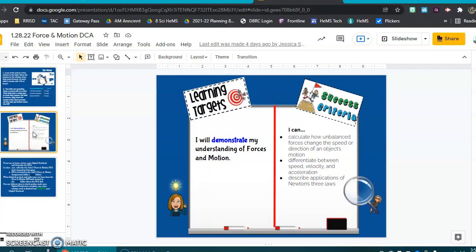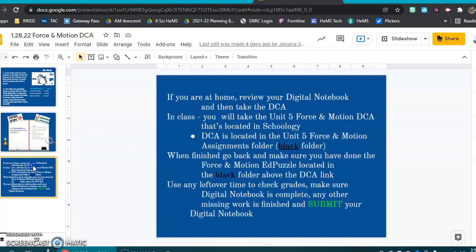All right, so let's take our learning targets. I will demonstrate my understanding of forces in motion. I can calculate how unbalanced forces change the speed or direction of an object's motion. I can differentiate between speed, velocity, and acceleration, and I can describe applications of Newton's three laws. Easy peasy for y'all. If you are at home, review your digital notebook first, then take the DCA.